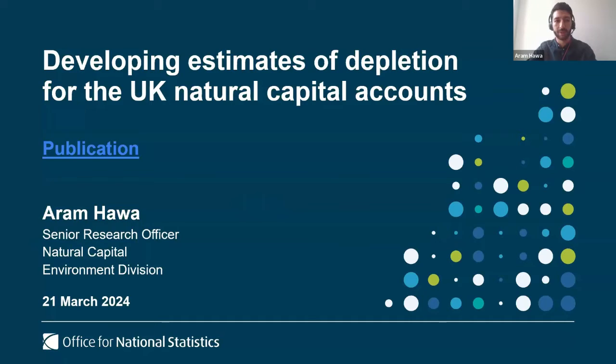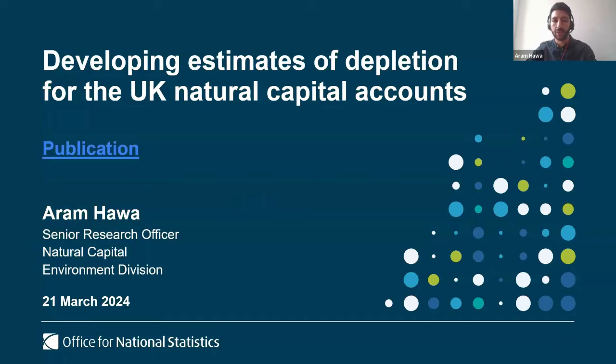So, hello, everyone. As Joe said, my name is Aram Hawa, and it's a pleasure to be with you today. I work at the UK's Office for National Statistics in the Natural Capital Accounting team. Two weeks ago, we released a new statistical article called Developing Estimates of Depletion for the UK Natural Capital Accounts, and I've dropped a link to this in this slide.